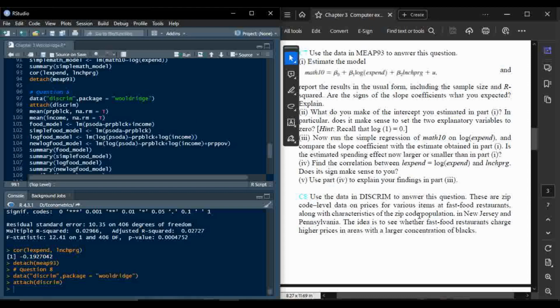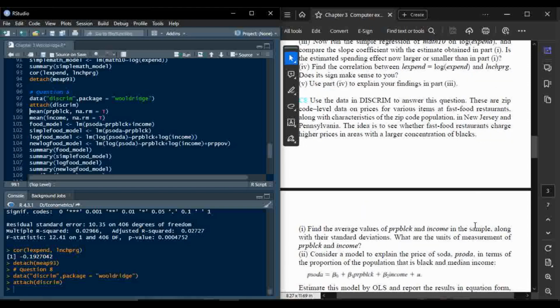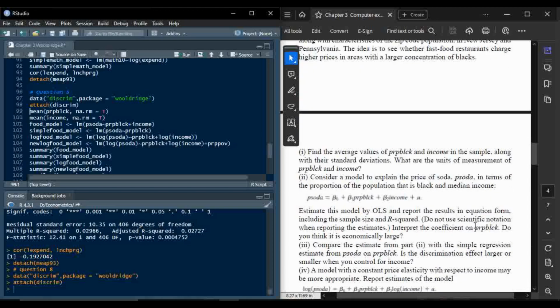Now what it says: there are zip code level data on prices for various items with characteristics of the restaurants. The idea is to see whether fast food restaurants charge higher prices in areas with a larger concentration of blacks. Now the first part of the question says find the average values of proportion of black and income in the sample along with the standard deviations. What are the units of measurement of proportion of black and income?